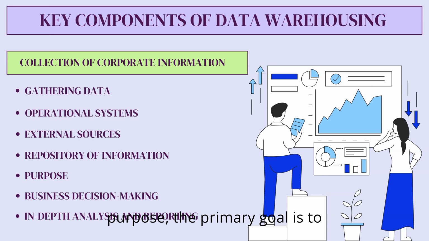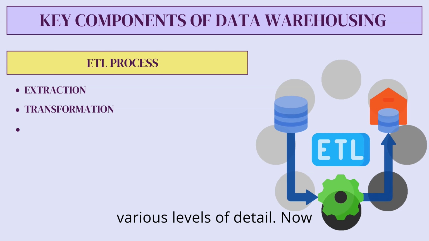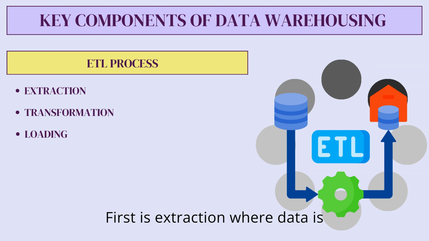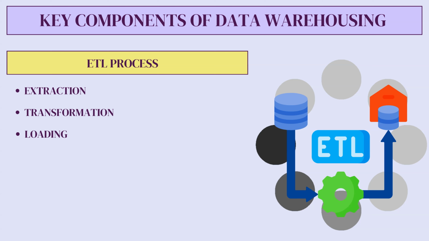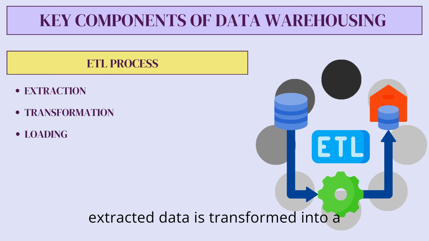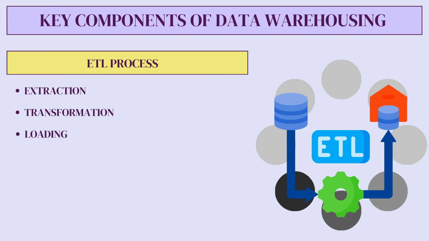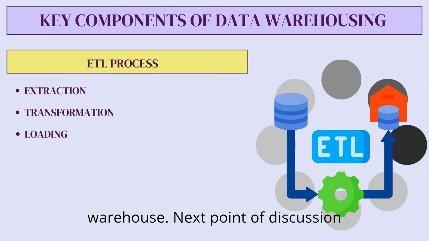While talking about its purpose, the primary goal is to aid in business decision-making. By consolidating data, the warehouse allows for in-depth analysis and reporting at various levels of detail. Now let's discuss the ETL process. First is extraction, where data is extracted from various operational systems and external sources. Then comes transformation, where the extracted data is transformed into a consistent format suitable for analysis. Finally, loading, in which the transformed data is loaded into the data warehouse.